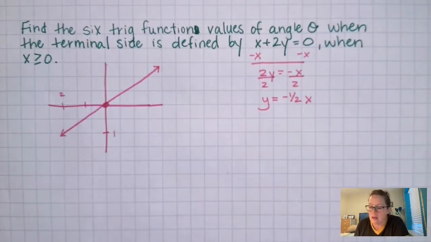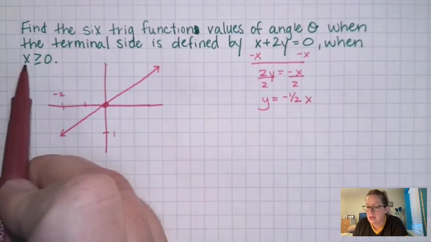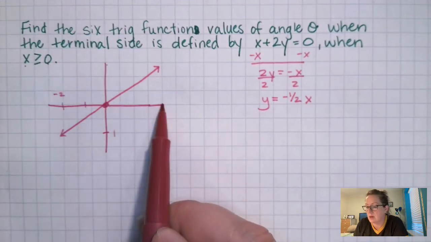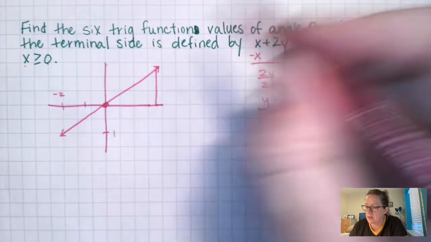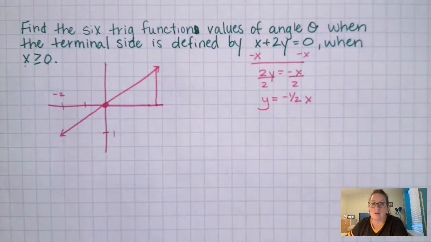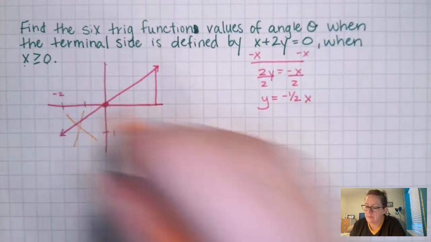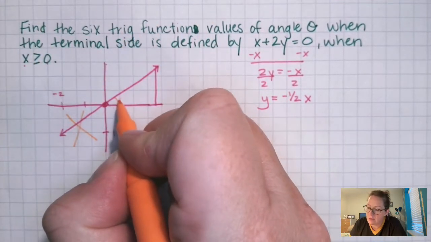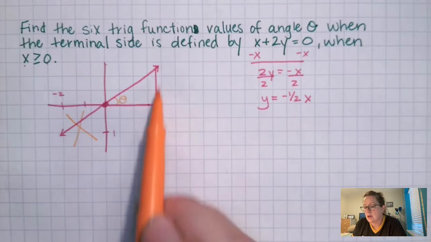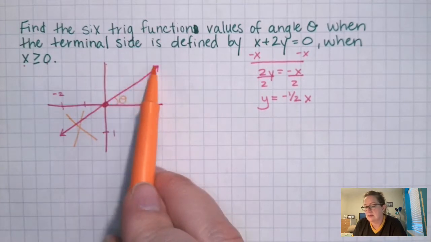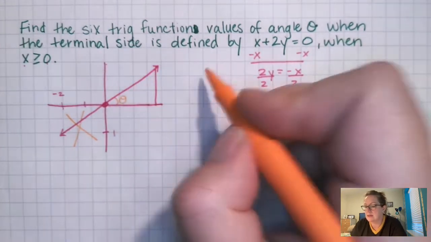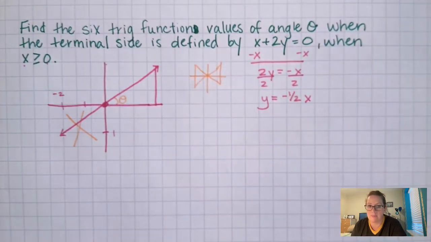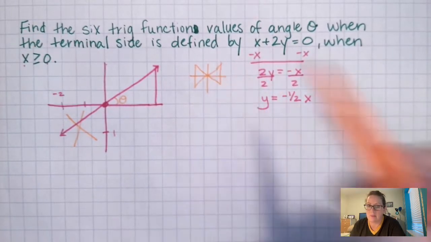Great. Now it says when x is bigger than 0, so we're talking about this triangle over here, okay? So we don't care about this side at all. We want to find the 6 trig values, and this would be our angle theta. Why did I draw it like this and not off the y-axis? Because, again, it needs to be one of our bow tie triangles, okay? So we're going to be working with this guy right here.